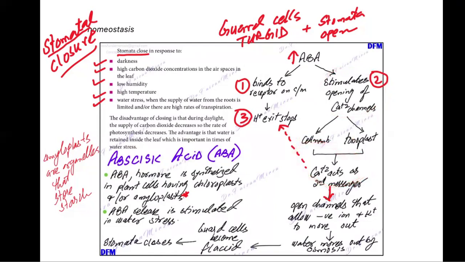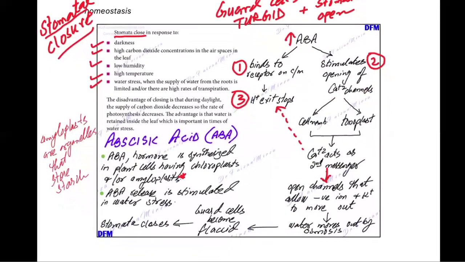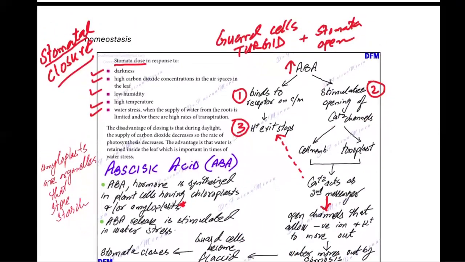Once calcium enters, it acts as a second messenger, which is involved in preventing the H plus from going out. So once H plus stays in, the channels open that allow negative ions and potassium to move out. Water also moves out by osmosis. The guard cell becomes flaccid and the stomata closes. What are the conditions for stomata closure? Darkness, high CO2 in air spaces, low humidity, high temperature, and water stress.